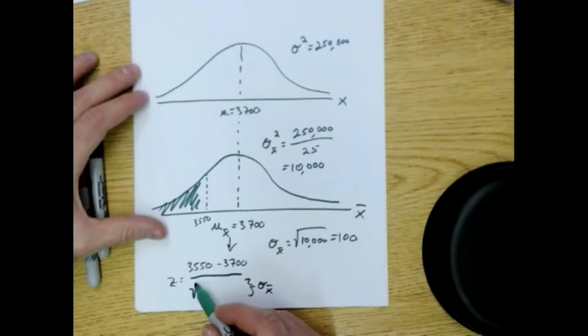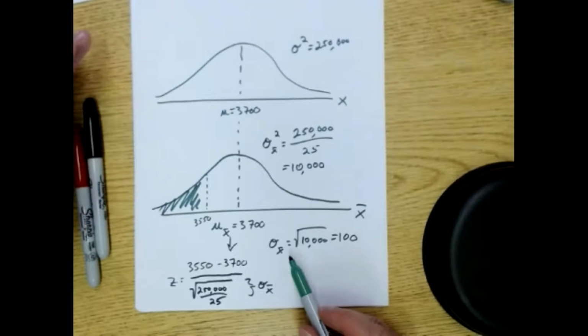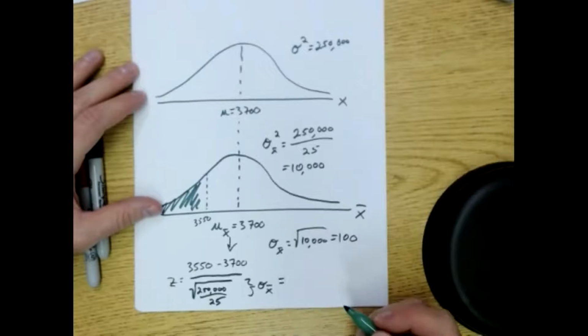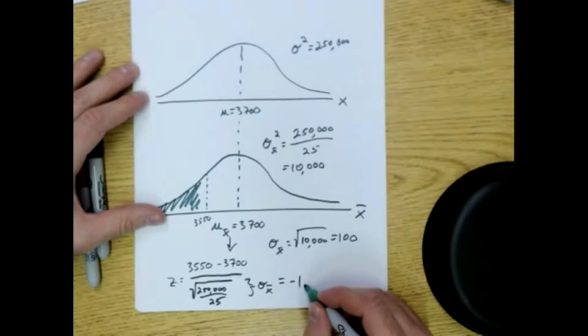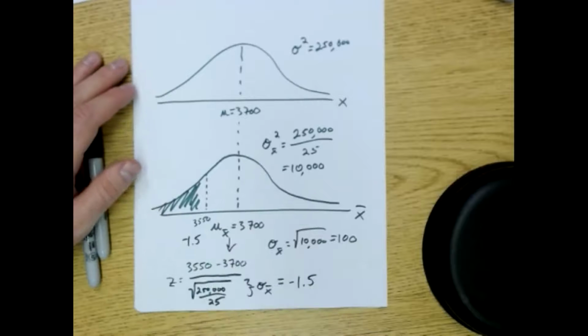And then I'm going to divide by that standard deviation of my sample means. So I can go ahead and plug in the square root of 250,000 over my sample size of 25. Or if I was confident enough in my answer from the previous problem, I know that this should just be 100. I could just plug 100 in here, right? So it looks like I should have a z-value of -1.5.